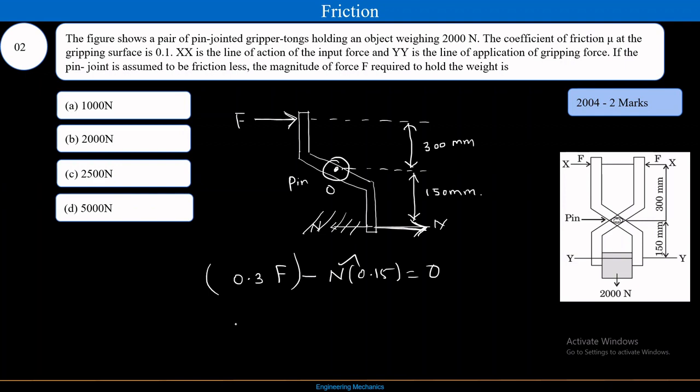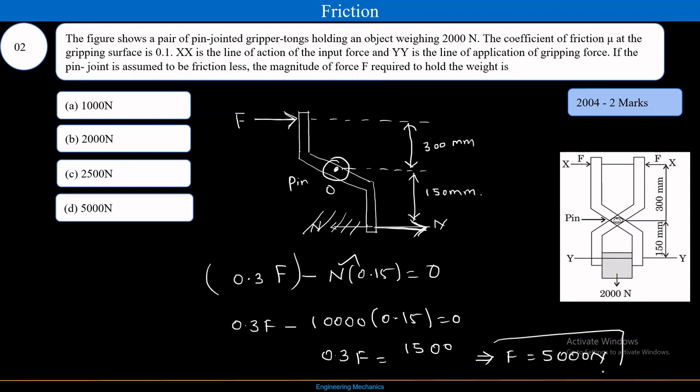So I know my value of N. So this is 0.3 F minus 10,000 into 0.15, which is equal to 0. So my answer is going to be 1500. So what I will get, F is equal to 5000 Newton. This is going to be my answer. The very important thing is we need to know how to draw the free body diagram and how my normal force is acting here. That's it.